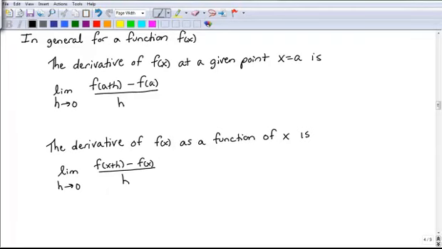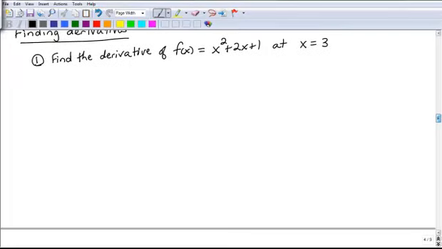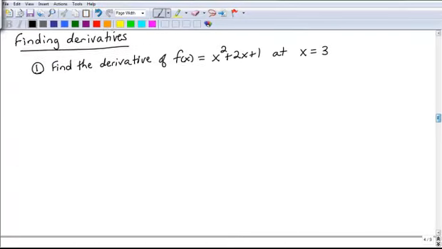That's the only difference. If you're at a given point, x equals a, then all you do is replace your x's with a's. But a lot of times it's easier to come up with a general equation for the derivative, and then we can find the derivative at any point. So let's try it here.